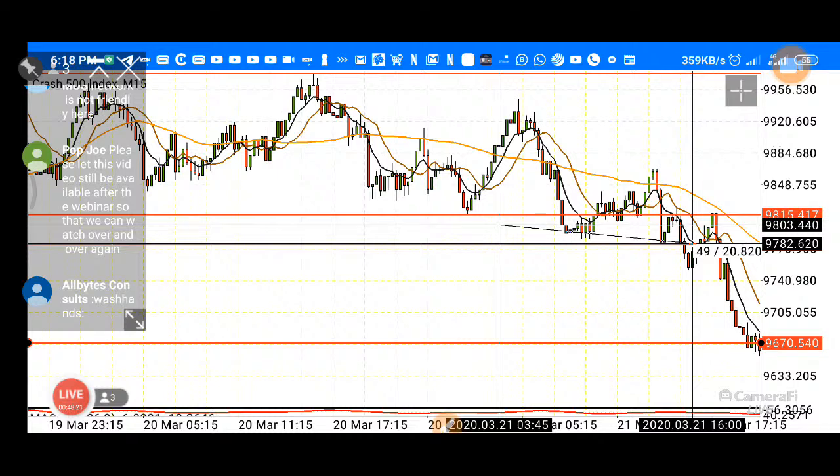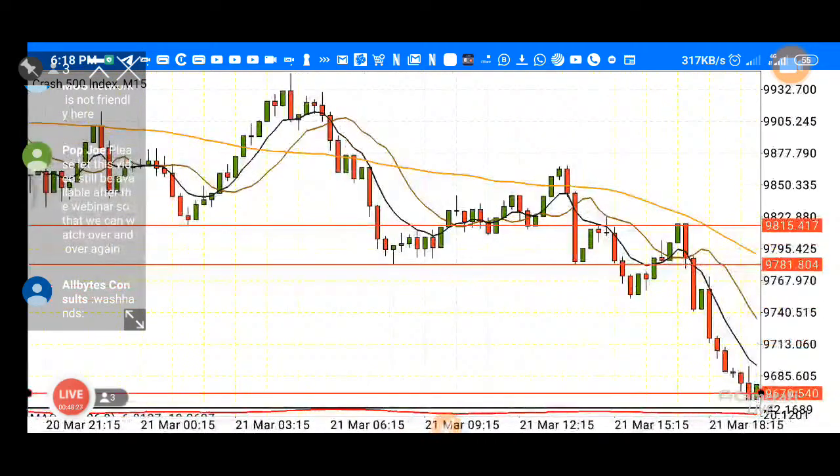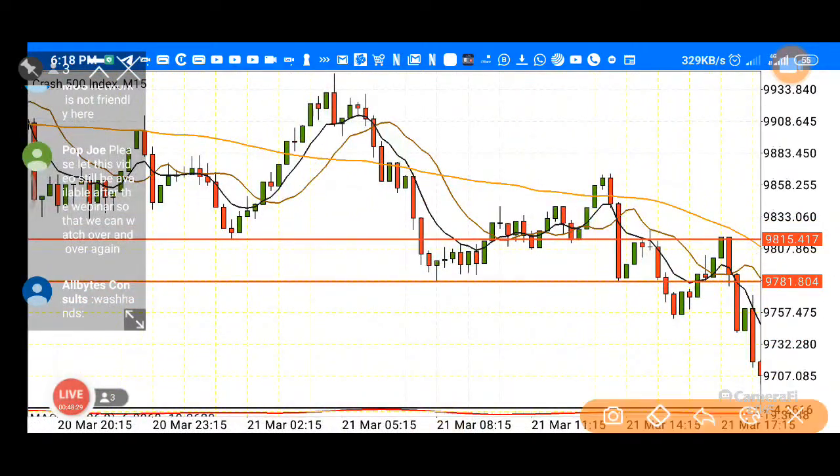So that's 20 pips. There's another 20 pips over there. Now see what happened here. You can see after the break there was a retest. So here comes an opportunity for the conservative traders. So retest, and there was a bounce.